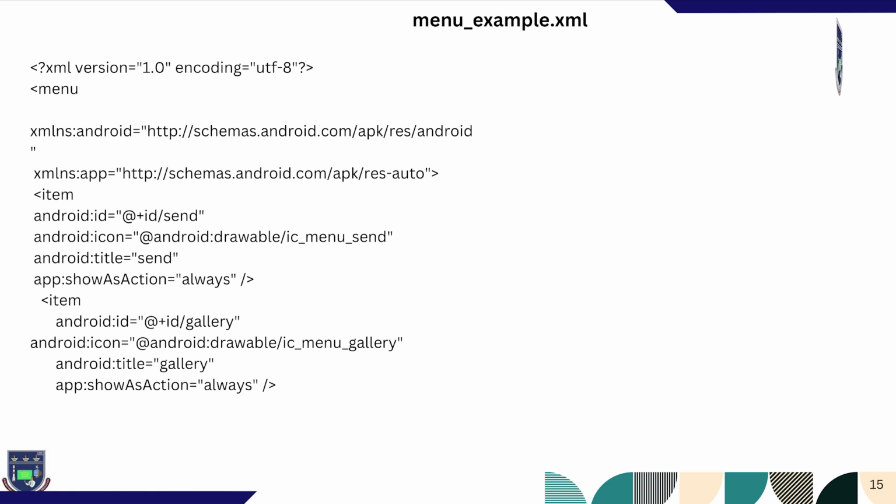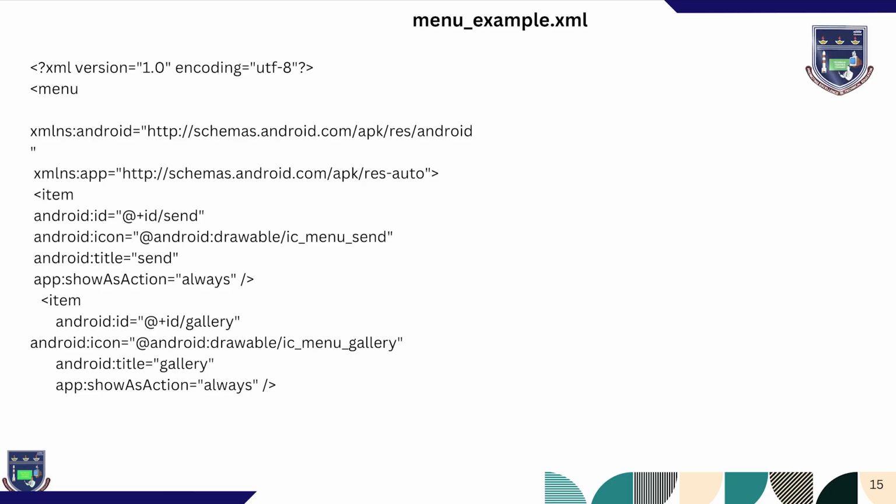Okay, so next one is ID, Android ID. This uniquely identifies this item for the click handling in the code. Then next line, we have an icon, which uses the built-in send icon. Then title, which will display the label as Send. Next we have showAsAction equal to always. So, this will ensure the item always shows in the action bar.